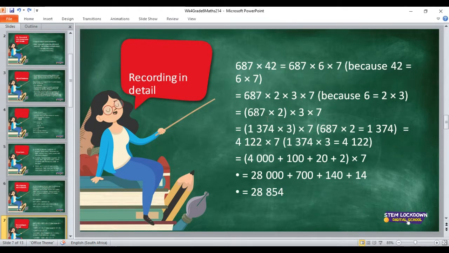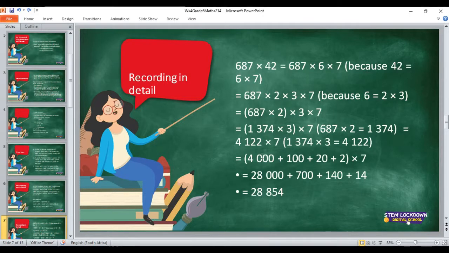Okay, now we group our factors. We say open brackets 687 multiplied by 2. We close the brackets. And then we say multiplied by 3 multiplied by 7. Okay, we do know that we always work out the sum that is in brackets. So we say 687 multiplied by 2 equals 1374 multiplied by 3. Right? We close the brackets. We say multiplied by 7. Okay? We open our brackets. We say 687 multiplied by 2 equals 1374, which we have already had on this side.